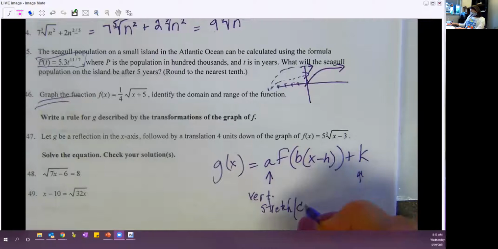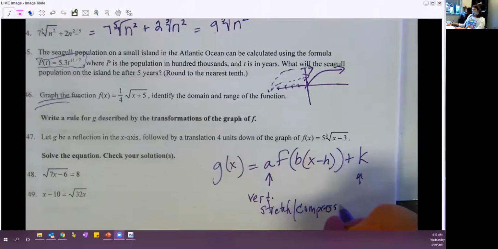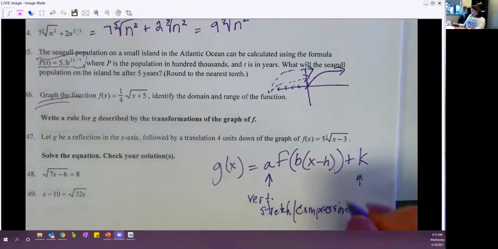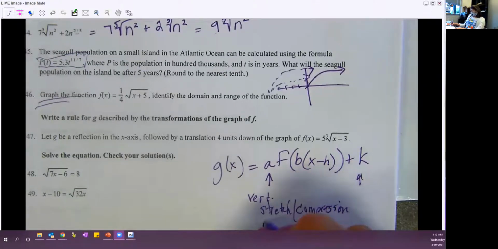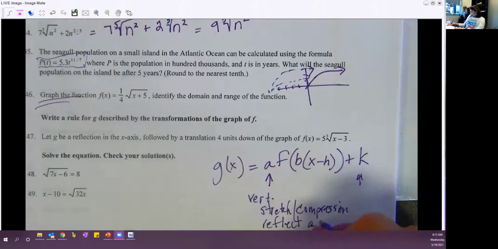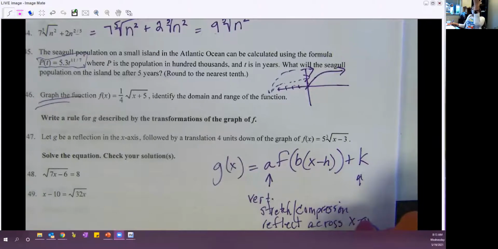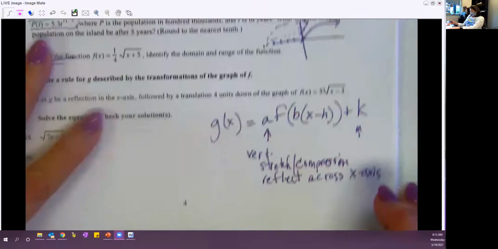And you're going to see some words that say shrink, but that is a terrible word. So we're going to stick to the actual math vocabulary. And reflection. So reflect across the X axis. Vertical reflection is across X. It's up and down. So it's across the X axis.